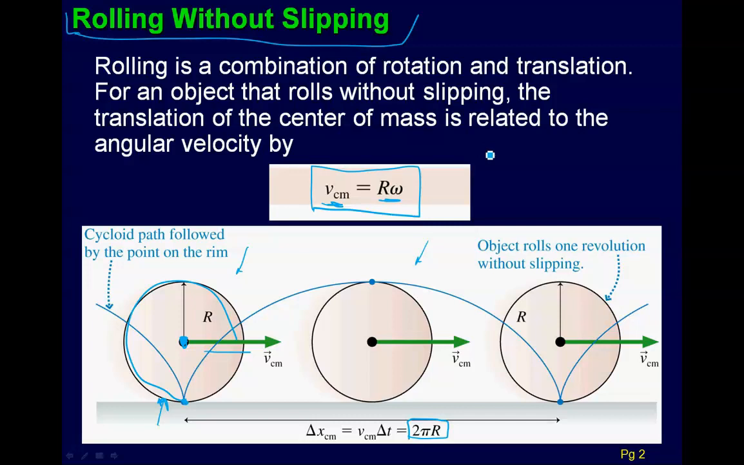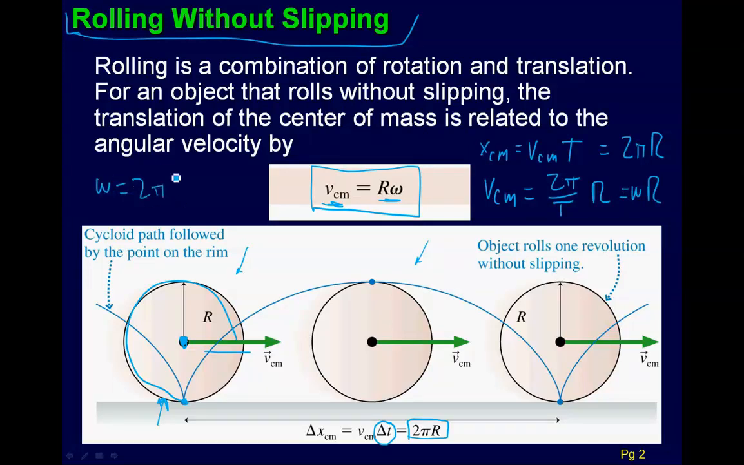And we take this now and say, okay, so that x distance the center of mass has traveled is equal to the velocity of the center of mass times the time, and that's going to equal 2 pi r. What is the time for this to happen? Well, if it does one revolution, we call that time the period T. And so if I solve for v center of mass, I get 2 pi over period T times r, which is just another way to write omega times r. Remember that omega, the definition is 2 pi times the frequency, which can also be written as 2 pi over the period. So that's one way to think about it.